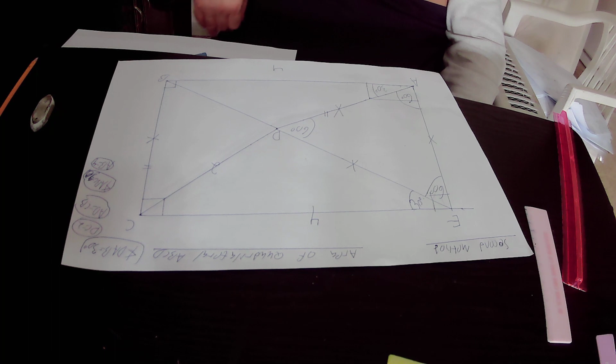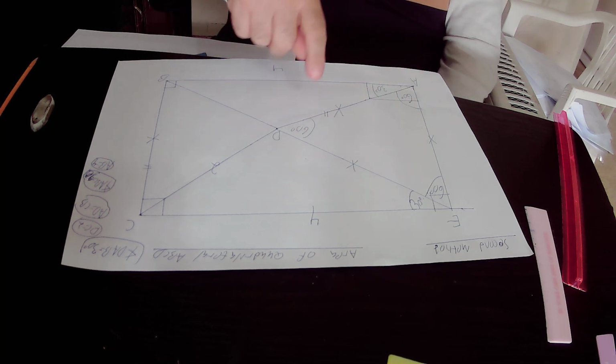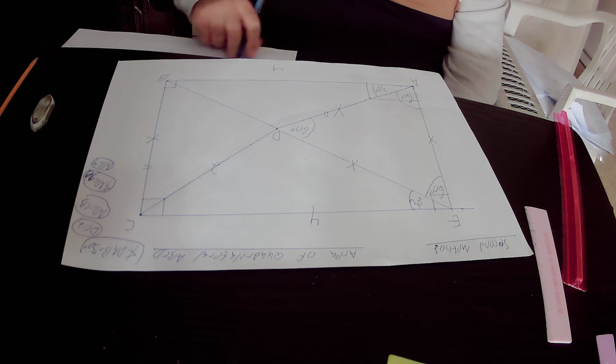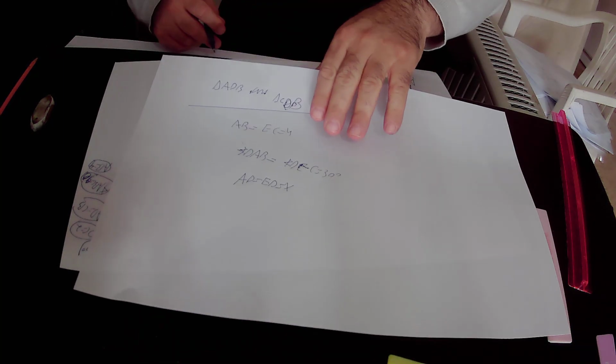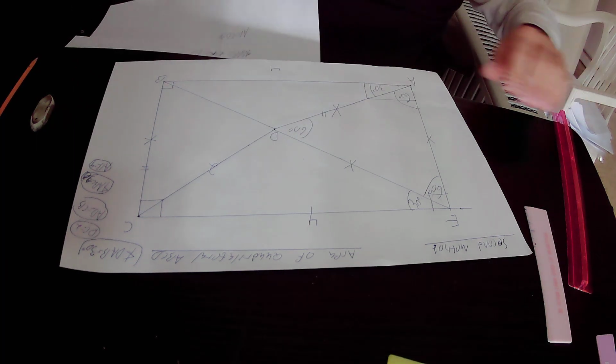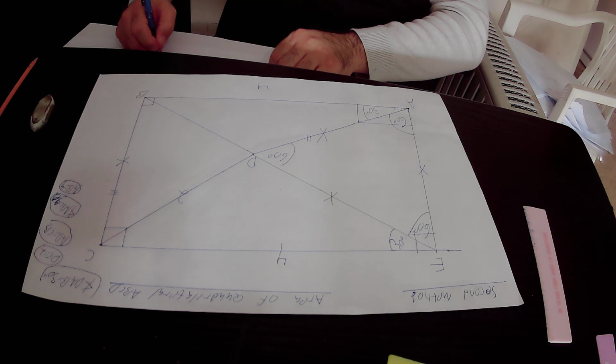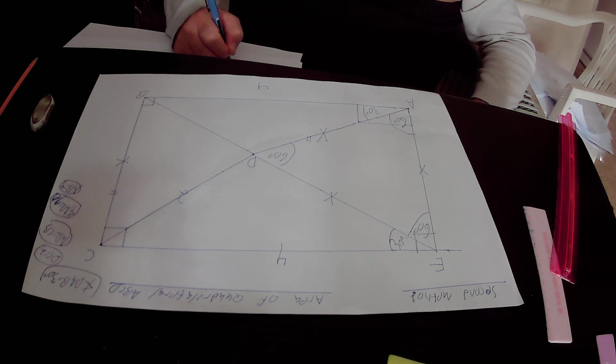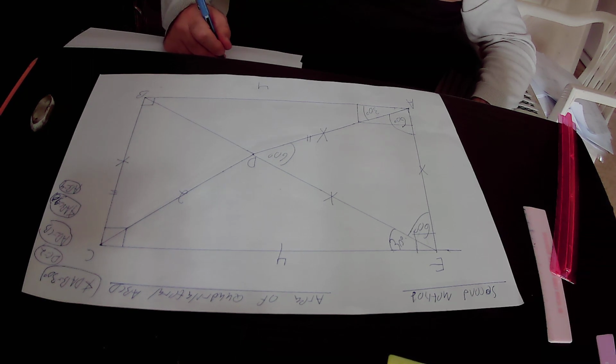And AD equals ED equals X. I'll repeat again: AD equals ED equals X. So we actually proved that triangle ADB can go into triangle EDC according to the side-angle-side rule.